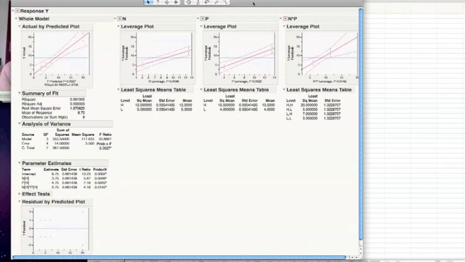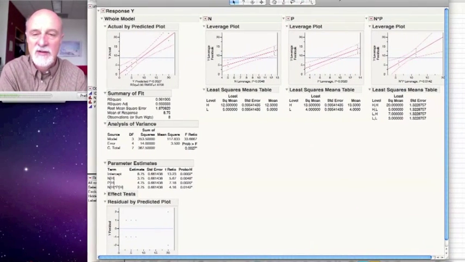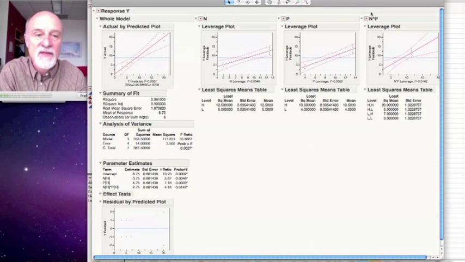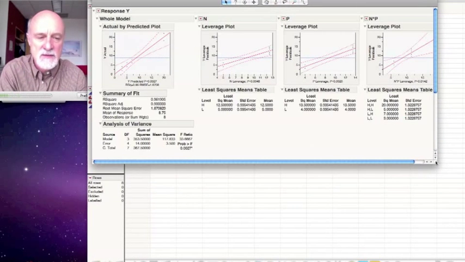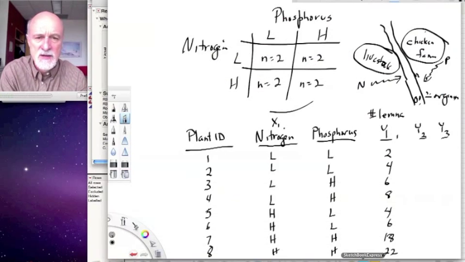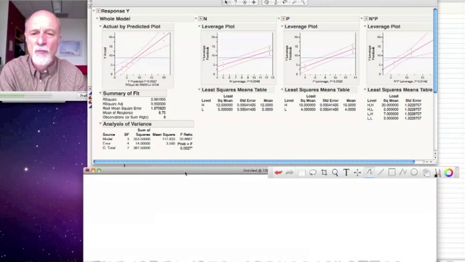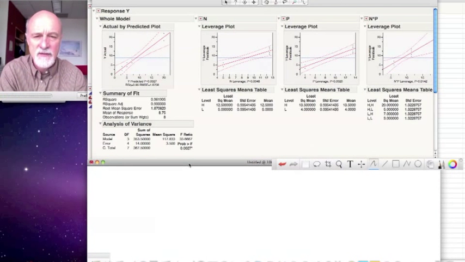JMP outputs quite a bit of gobbledygook here. And the important thing is that you understand where to get the information that's important here. So I'm going to shrink this down a little bit and see if we can pull up our little pad here and try to write an ANOVA table out of this.